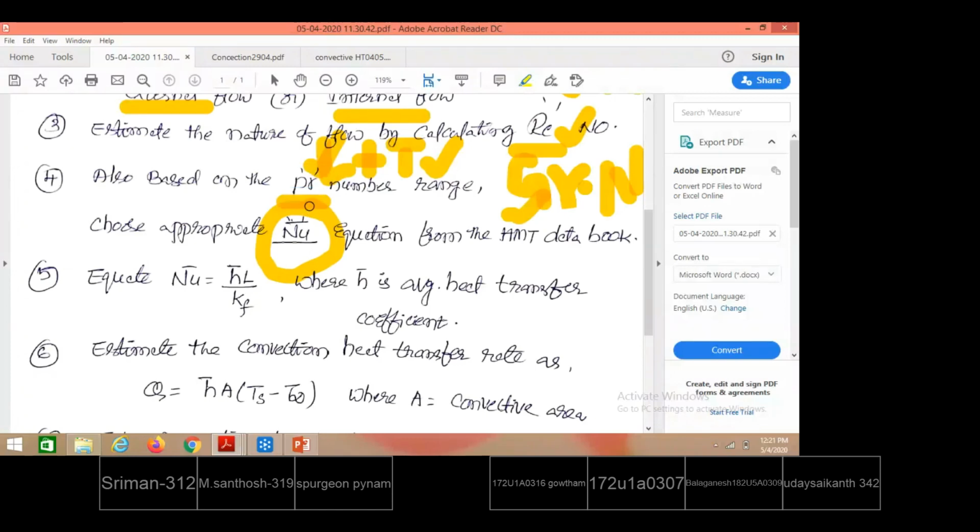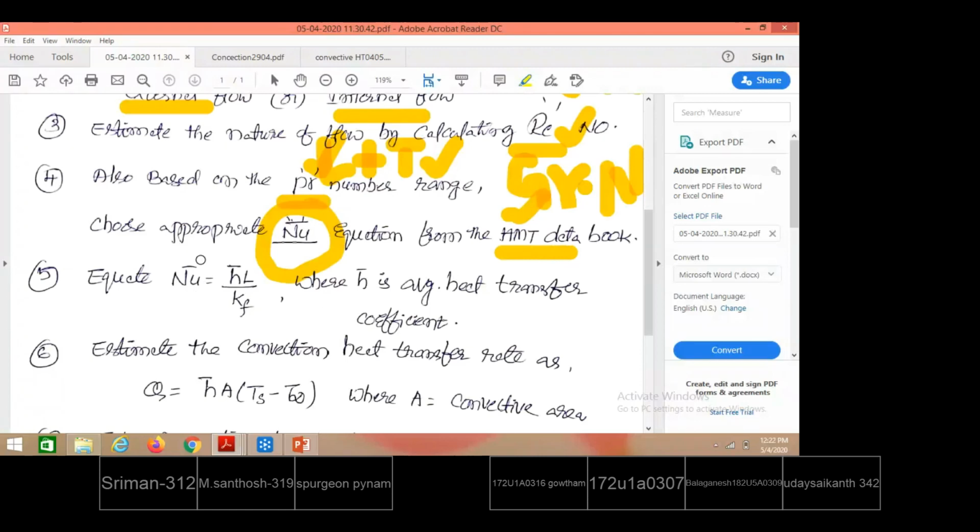This is also called an empirical correlation. Empirical correlation means the relationship of this number in terms of Reynolds number and Prandtl number obtained only from experiments. That is what we call an empirical relation. That empirical relation, we take from the data book.